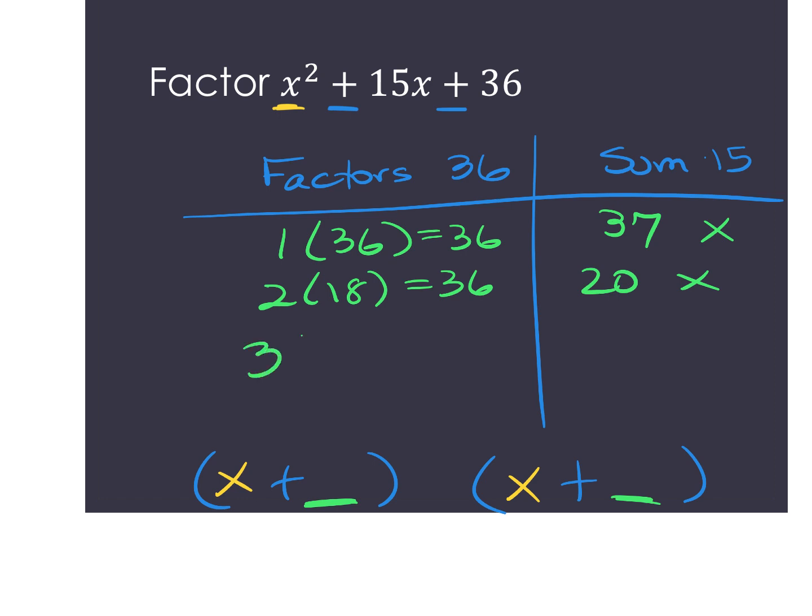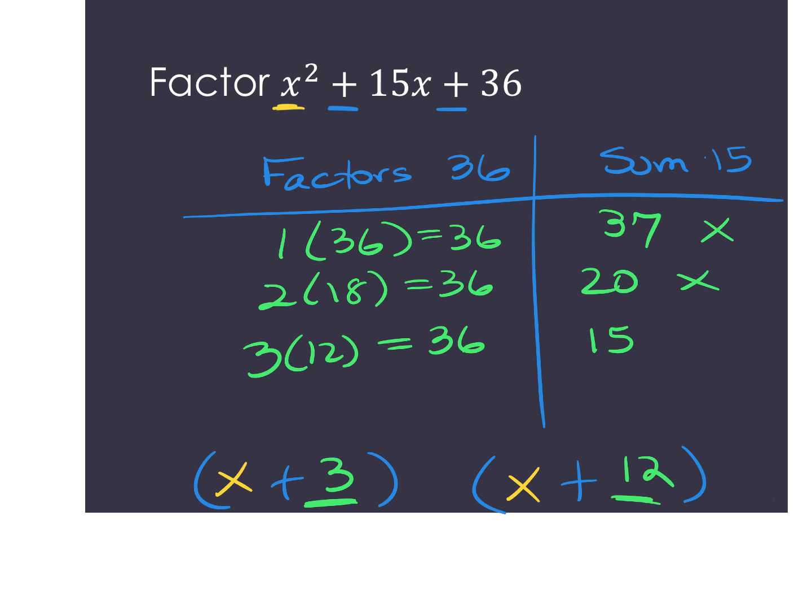3 and 12. I think I found the correct combination, because 3 plus 12 is 15, so those were the factors I was looking for. They're both positive, so x plus 3, x plus 12. And again, if you'd rather write the x plus 12 first and then the x plus 3, it doesn't matter.